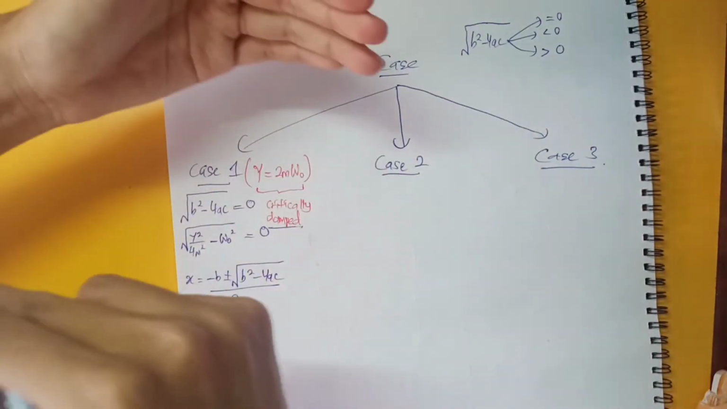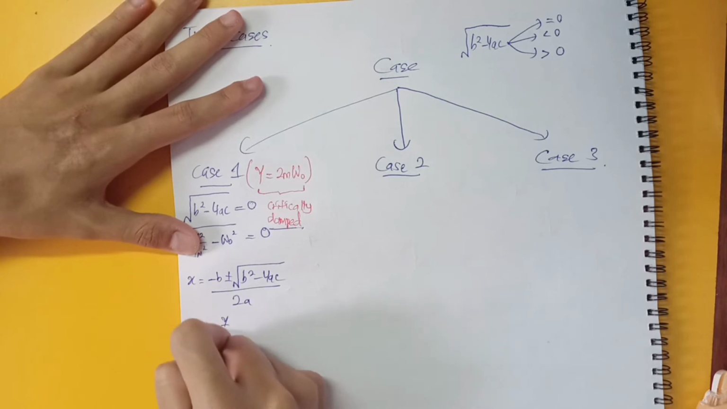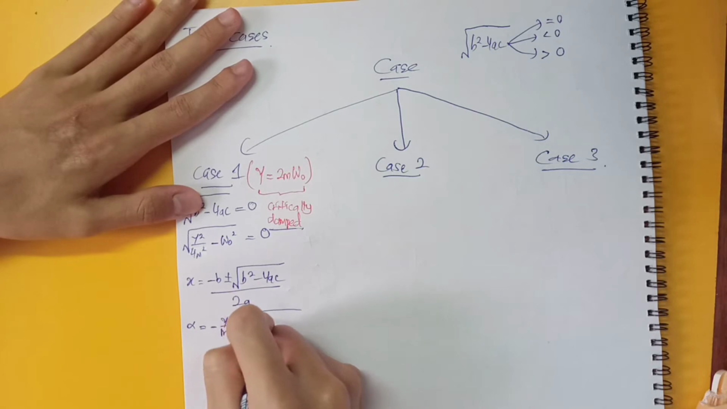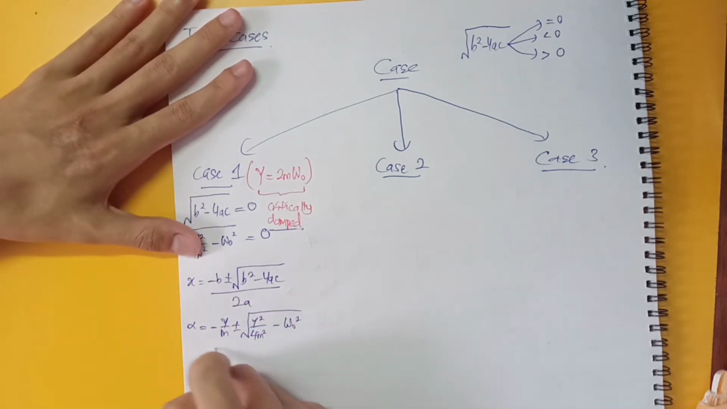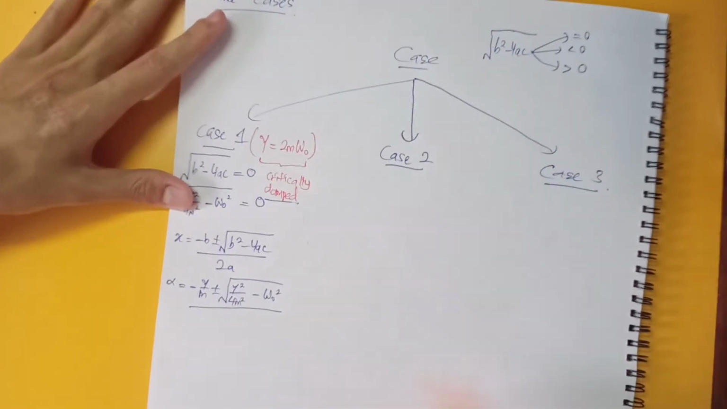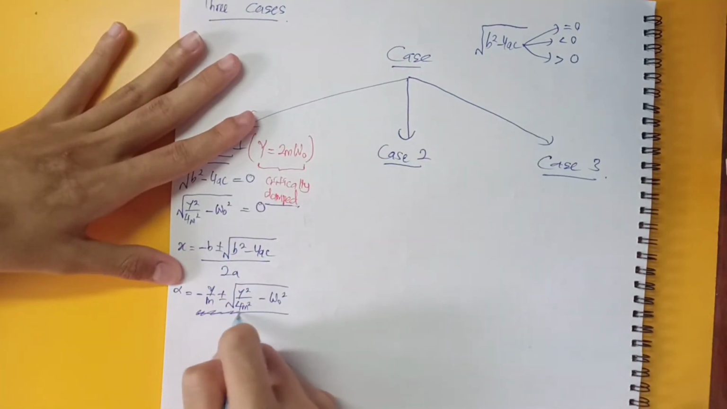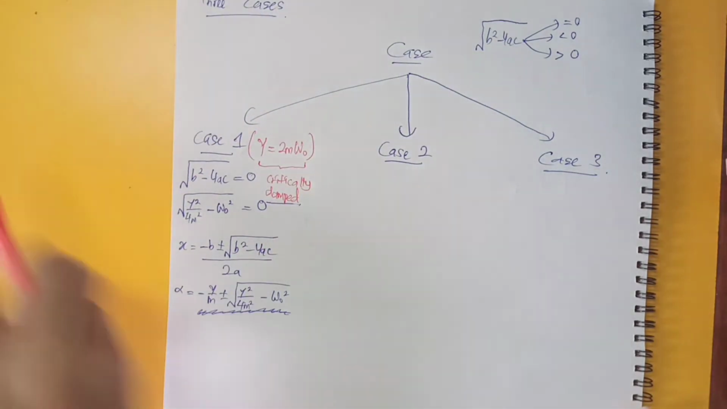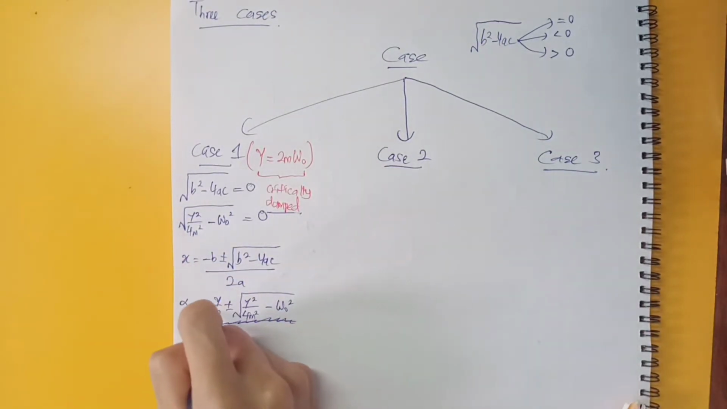Let's go back. We know that alpha is equal to negative gamma over m plus minus the square root of gamma square over 4m square minus omega naught square. It does not have to be over 2a here, because we already divided by 2. So that's why it is 2m here.